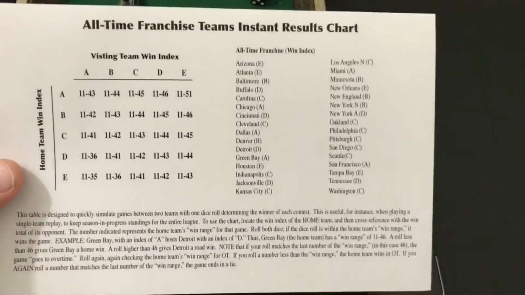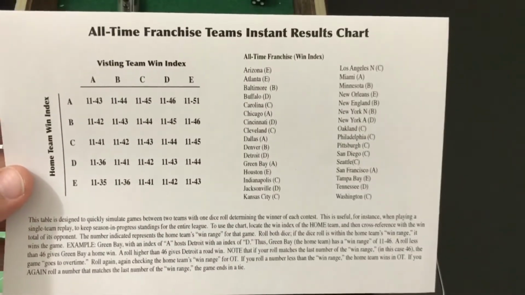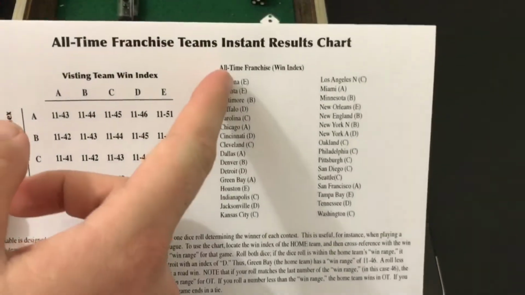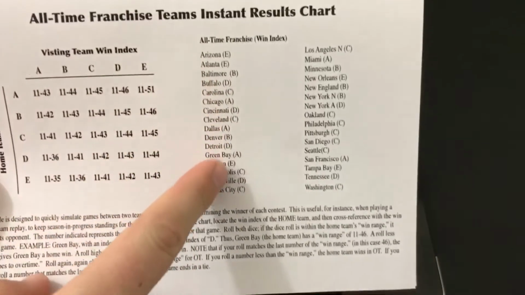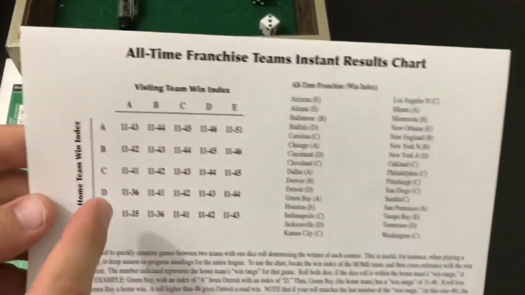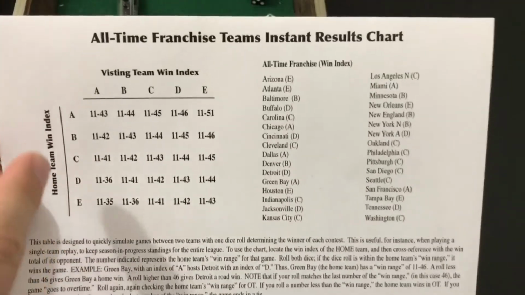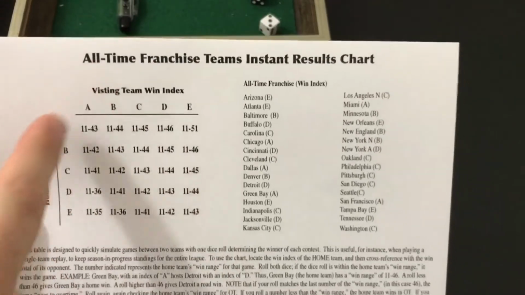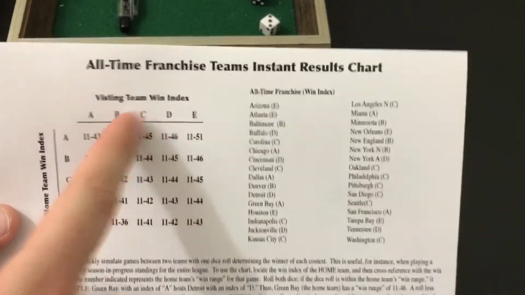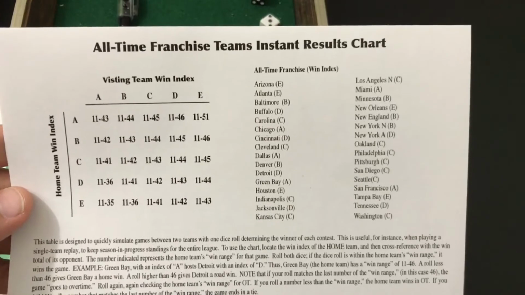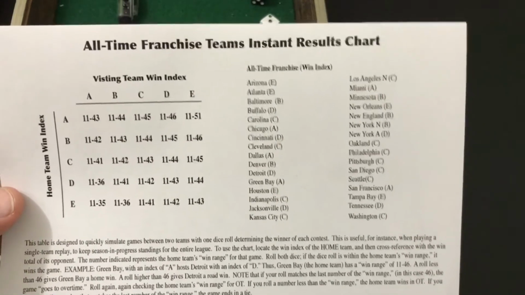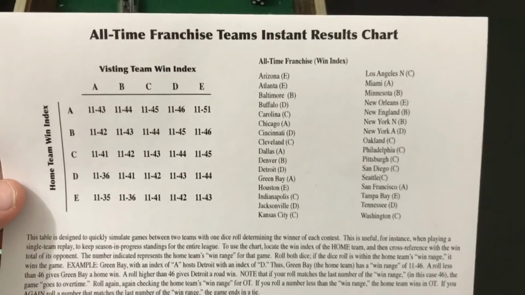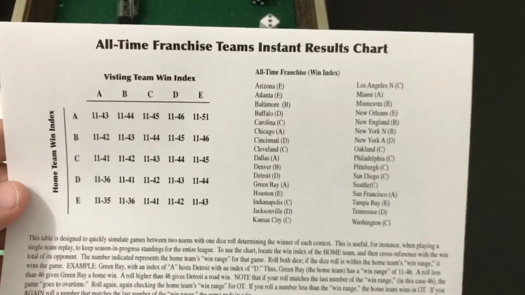So what you have is a results chart that allows you to see the teams, and they break it down by the win index right next to them. Whoever's the home team, you take their win index, and whoever the visiting team, they go over there. Then you roll both dice, and if it's within the home team's range, it's a win for them. If it's not, then the home team loses.